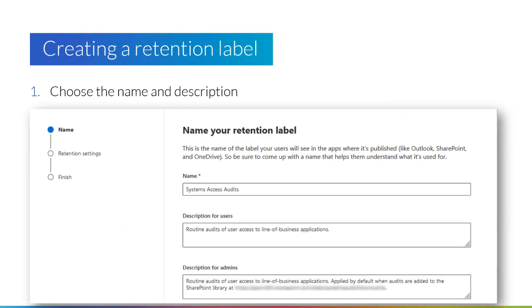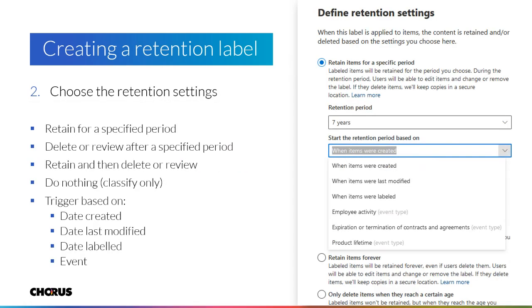Creating these things is very, very straightforward. It's basically a two-step process. You give it a name and a description, and you choose what you want it to do, how you want it to retain or expire items, and how you want it to trigger. You can trigger these retention periods based on when an item was created, when it was last modified, when it was labeled, or some more sophisticated scenarios such as event-driven retention, which we'll take a quick look at.